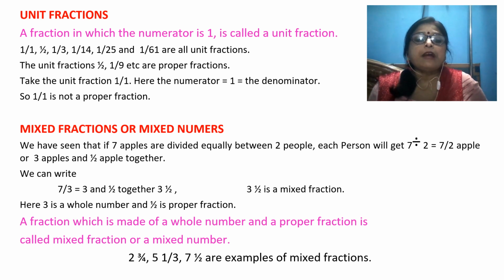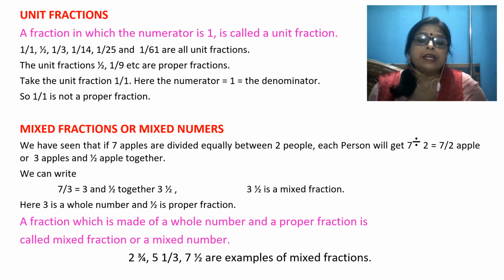Next, mixed fractions or mixed numbers. We have seen that 7 apples are divided equally between 2 people. In the previous slide you saw that each person gets 3 and a half apples. So 7 by 2 is written as 3 and a half. The form in which you are writing 3 and a half is called a mixed fraction.